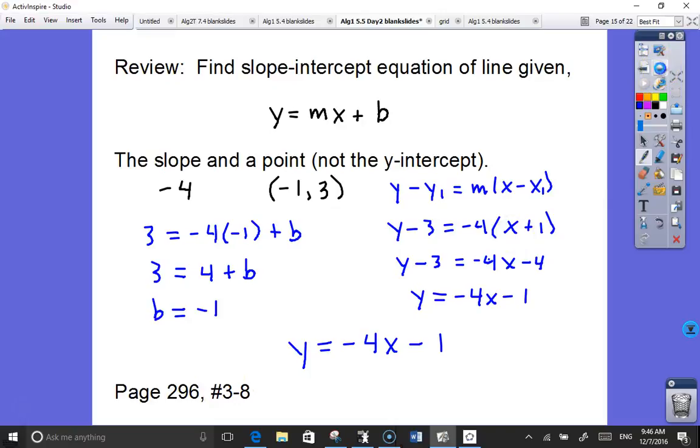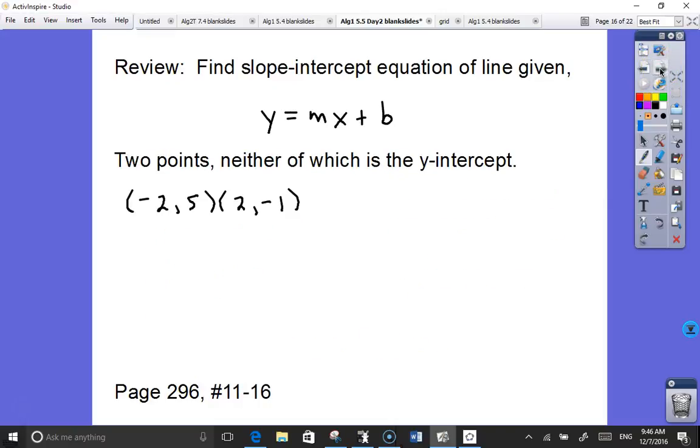Okay, that's 3. Fourth, what do you do if they give you 2 points and neither one happens to be the y-intercept? Find the slope first, right? What do you do with 2 points? Find the slope. m equals -1 minus 5 over 2 minus -2, which is -6 over 4, which is -3/2. Okay. Then what?